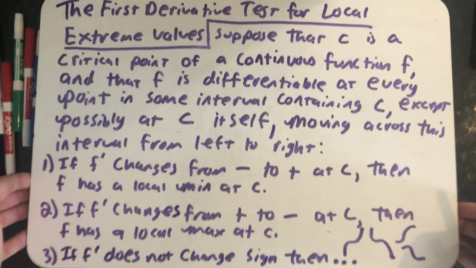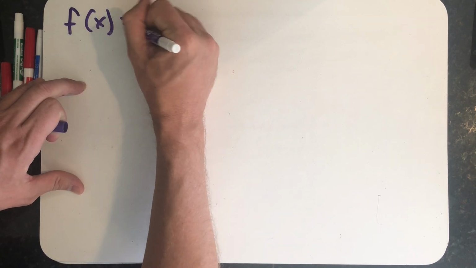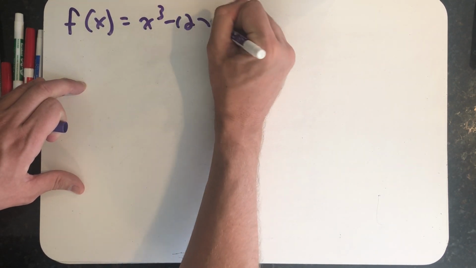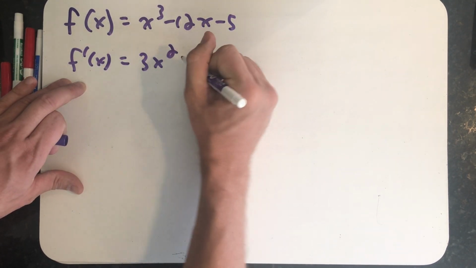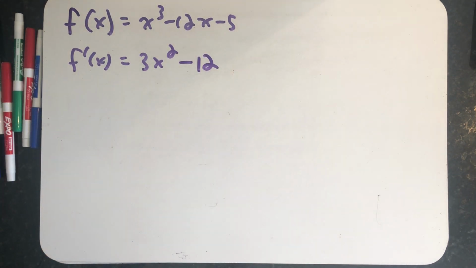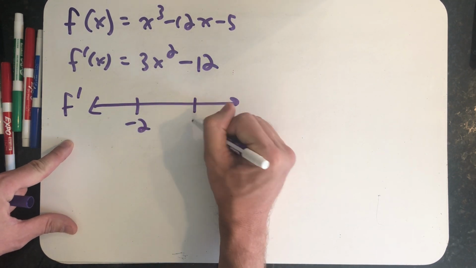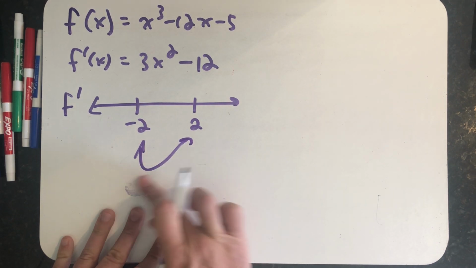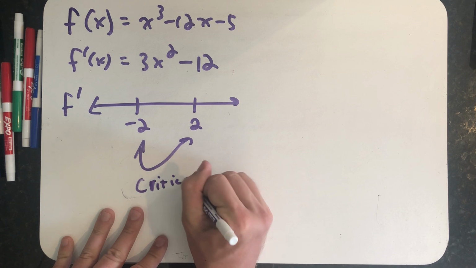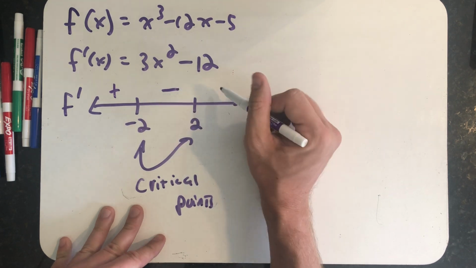and see if we can learn more about the function f of x equals x cubed minus 12x minus 5. In the last video, we took its derivative and wrote down where the first derivative is positive and where the first derivative is negative. And we developed a little sign chart that looked like this. We found the zeros of the first derivative. What we really did was we found the critical points. And we put them on a number line. And then we summarized the signs of the first derivative.